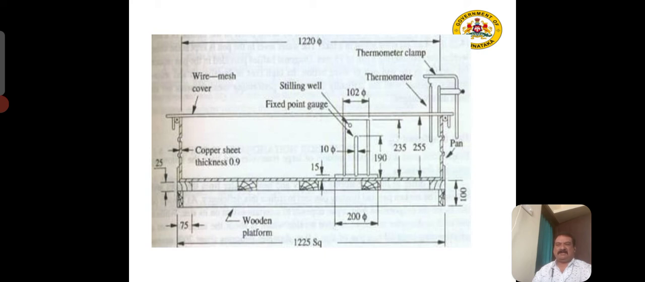During evaporation measurement, a constant water level is maintained at the top level of the fixed gauge. For this purpose, water has to be added or removed periodically. The water level measurements are done using a micrometer hook gauge. The entire assembly is mounted on a level wooden platform. So we can see the wooden level platform.